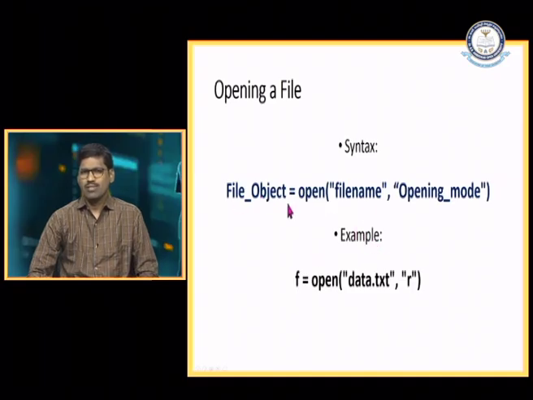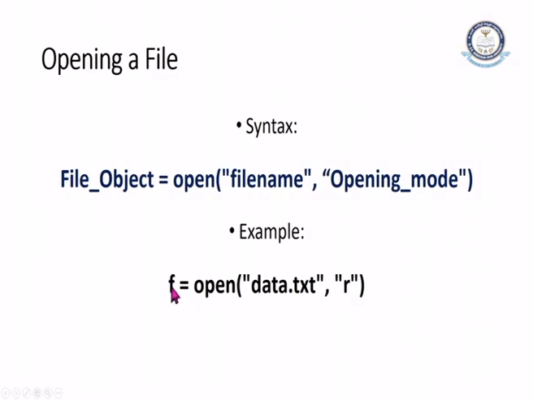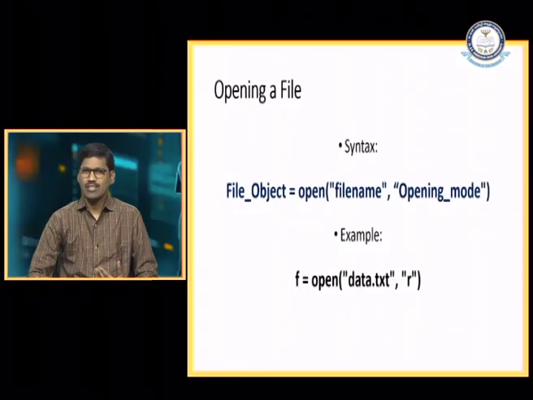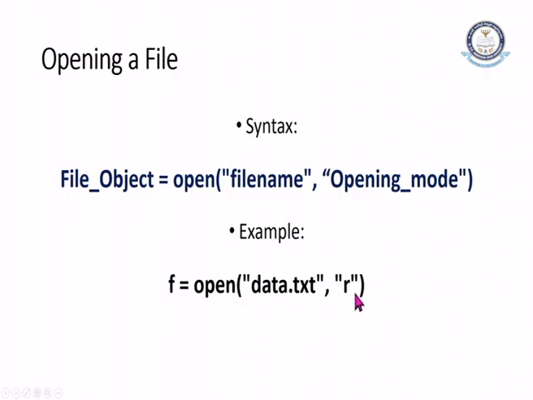For example, for this syntax, f = open. What is f here? File object. Open is a predefined function name. What is the file you want to open? data.txt, that is a file name. I want to open that file. And why are you opening that file? Because I want to read the data from that file. That is why you need to write r here, just lowercase r. r indicates read mode, the mode of the file is read. For that you need to write r within single quotes or double quotes.